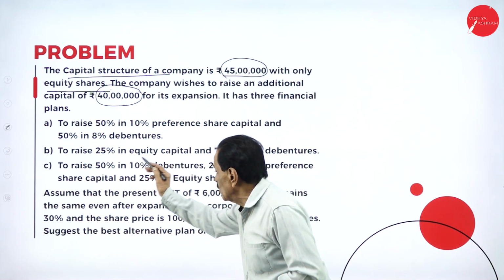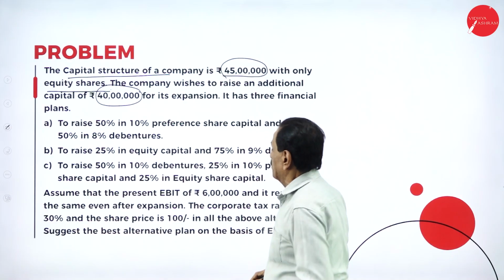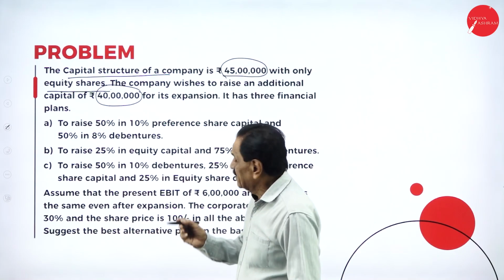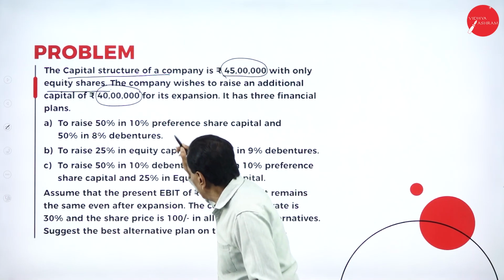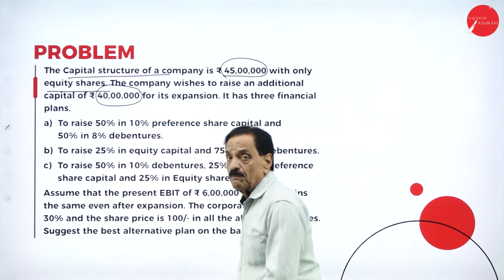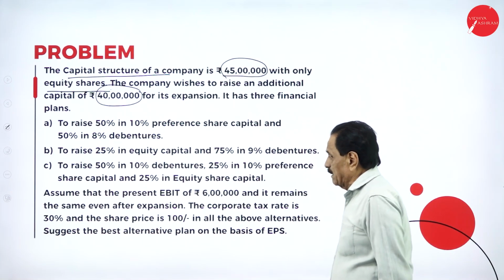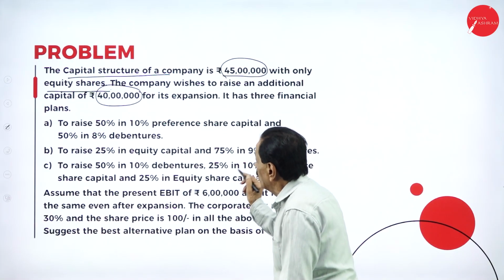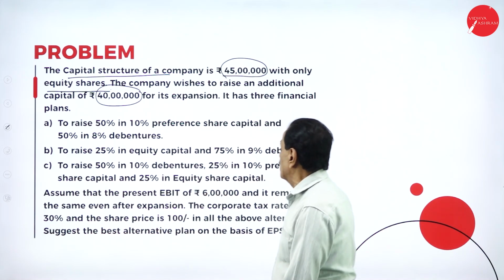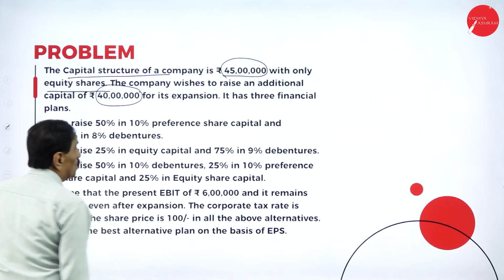50% in 10% preference share, 20 lakh in 10% preference share, another 20 lakh in 8% debenture. Second one, to raise 25% in equity capital, so 10 lakh in equity capital, and 75% of 40 lakh is nothing but 30 lakh, in 9% debenture. Third, to raise 50% in 10% debenture, 20 lakh in 10% debenture, 25%, 1/4, 10 lakh in 10% preference share capital and 25% in equity share capital. So, we'll go slowly.